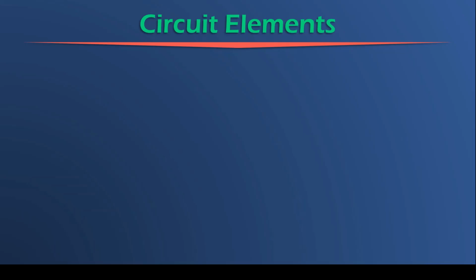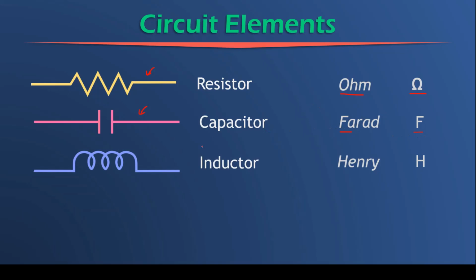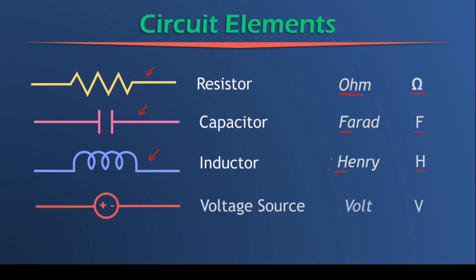So what are the different circuit elements that we're going to be working with? The first is the resistor, and this is the circuit symbol for a resistor. The value of resistance is measured in ohms, and this is the symbol. Second is the capacitor. So this is the circuit symbol for the capacitor. Capacitance is measured in farads, and the unit will be F. We also have the inductor. The inductance is measured in henries, and the circuit symbol for that is H.